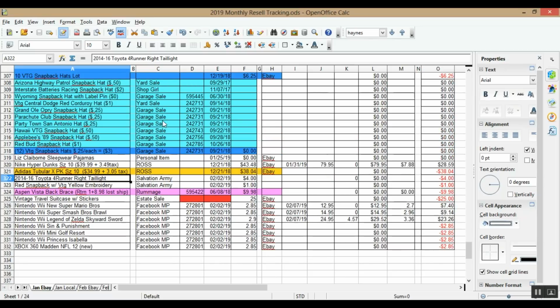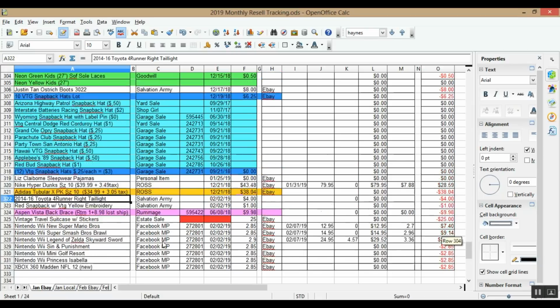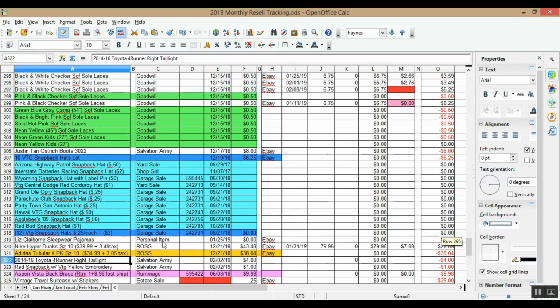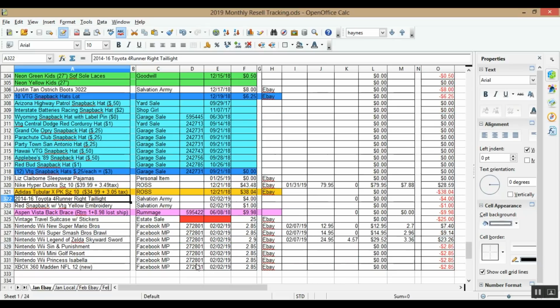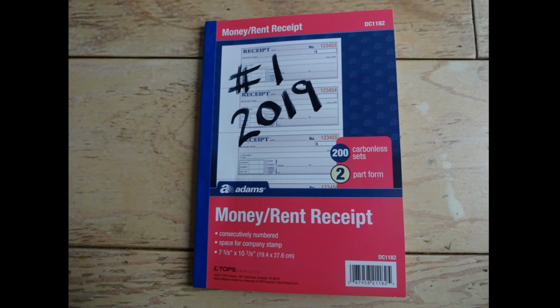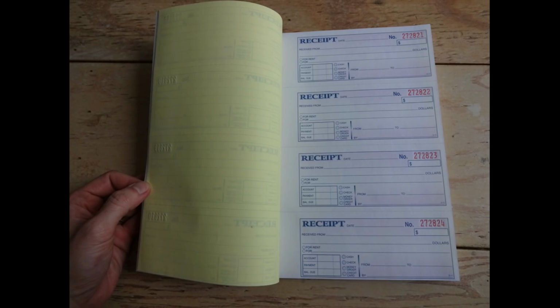So if I buy anything at garage sales, yard sales, maybe off Facebook Marketplace, basically anywhere that does not give me a receipt, I write it in a little receipt book that I get at the office supply section at Walmart. I don't know if they call it 2-part or 2-page. They also make a 3-page. I just get the 2-page. Basically, it's a receipt book. The cover is pink and blue and purple. It'll have 4 receipts on it, and when you turn the page, there's a yellow page behind it, which is like a carbon copy.